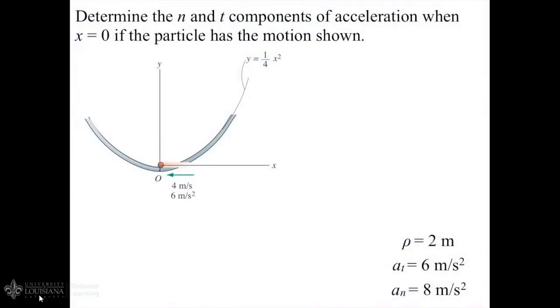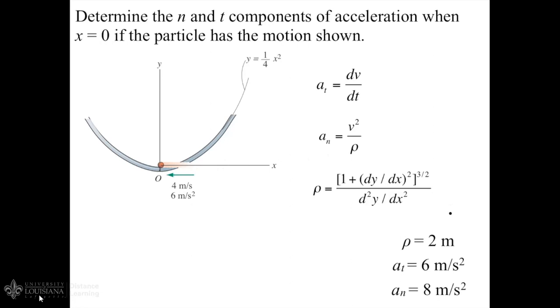Well, to solve the problem, the first thing is to consider the tangential component, and of course that's equal to the increase in the speed of the particle here. That's represented as 6 meters per second squared. Next, we have to find the normal component of acceleration. We do know the velocity of the particle here, it's 4 meters per second, but we don't know the radius of curvature at x equaling 0.